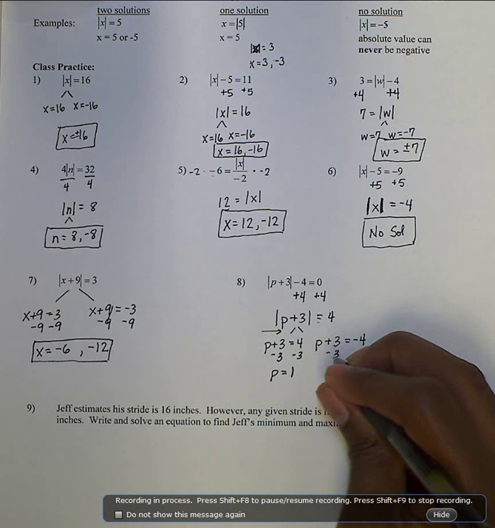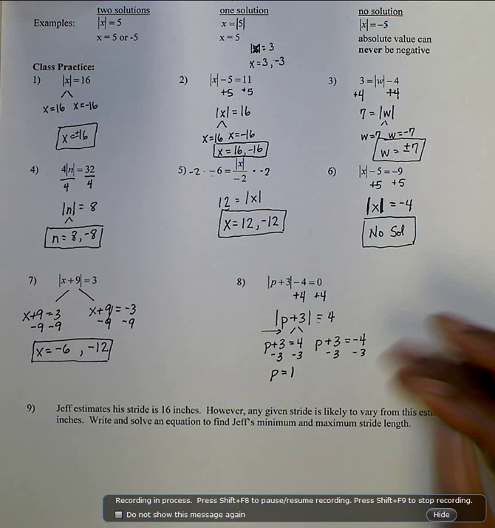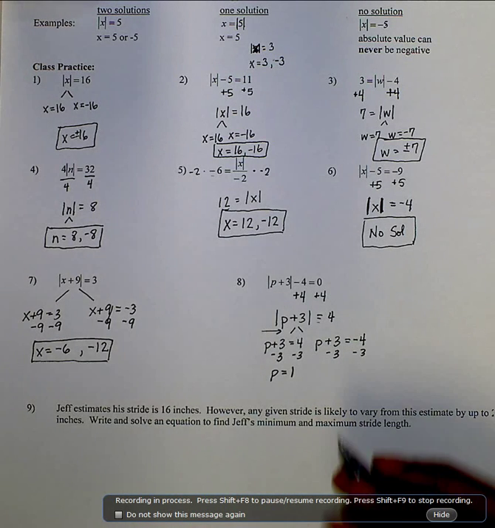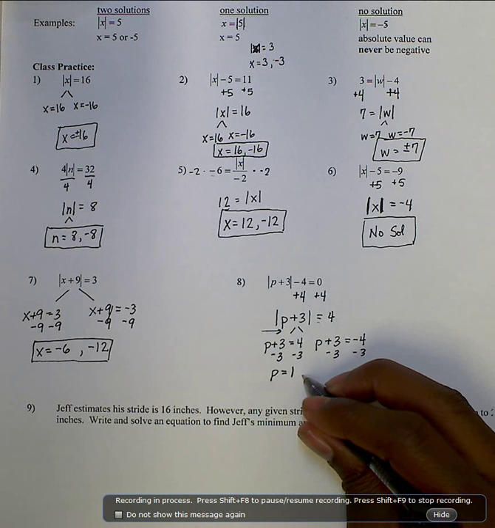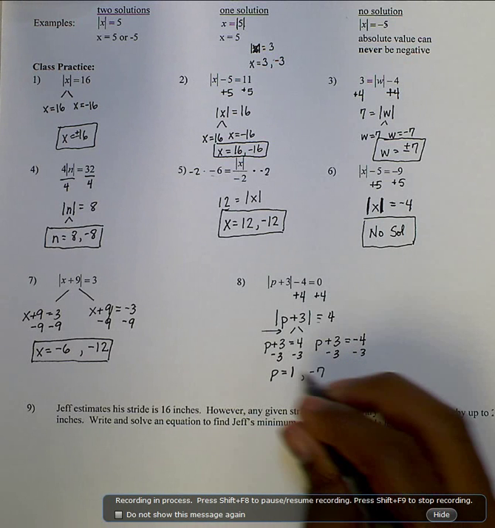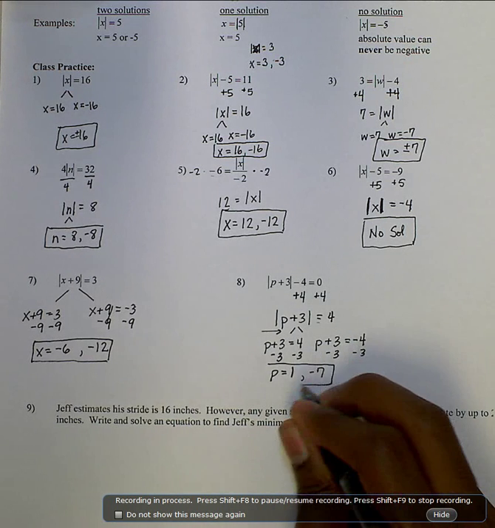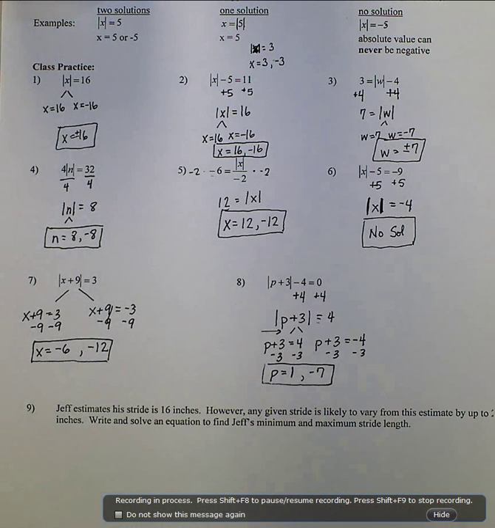Okay, so I subtract 3 from both sides, and I get p could equal negative 7. And so here are our two solutions. P could be 1, p could be negative 7.